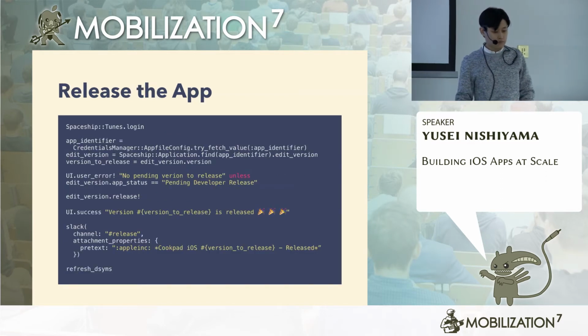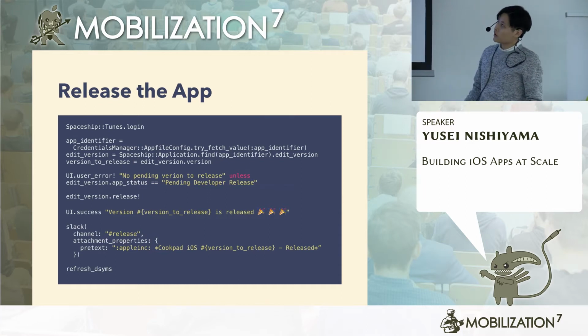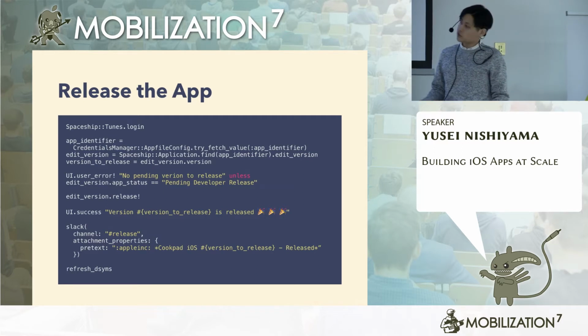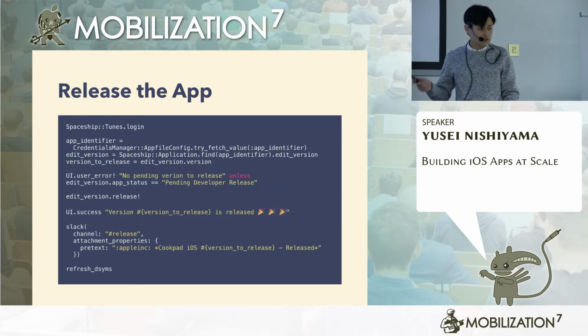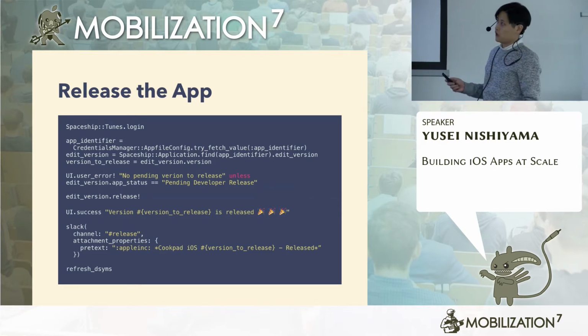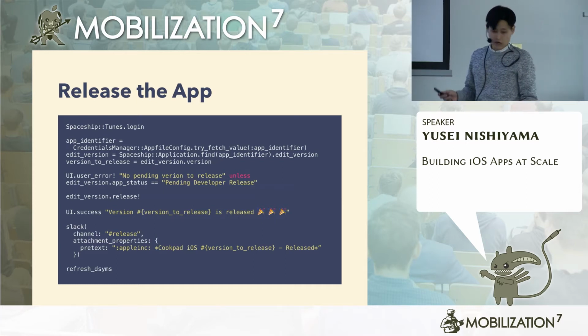The next example is simpler than it looks. It logs into iTunes Connect and checks the status of the submitted version. And if the status is pending developer release, the script automatically releases the version and posts a comment on Slack.